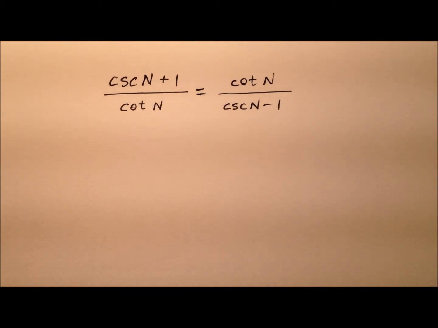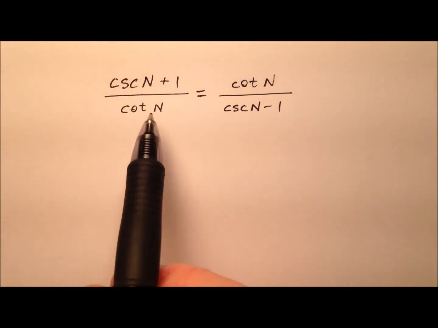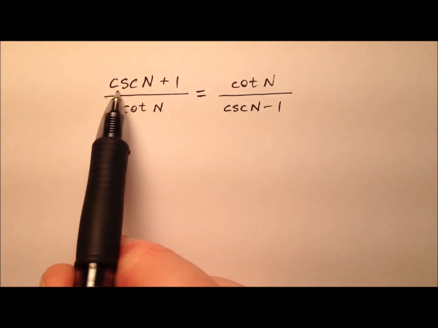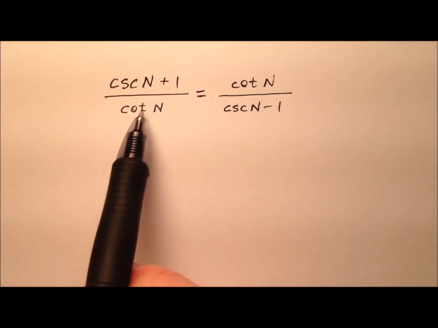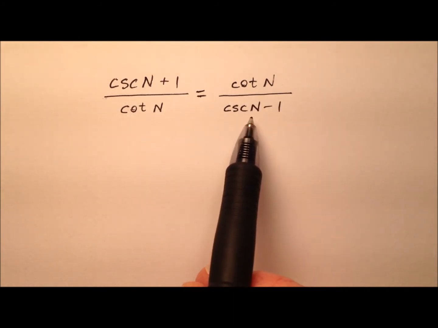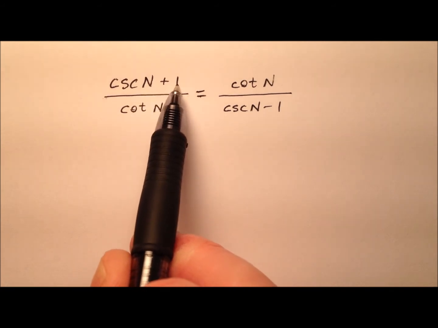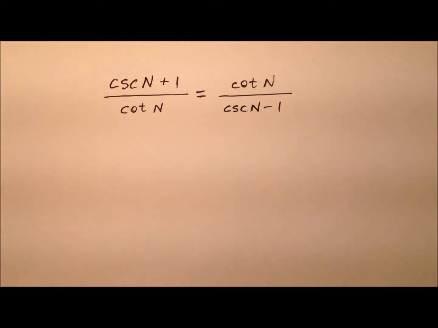In this example, we're going to verify this trigonometric identity. Looking at these two sides, they seem to have a lot in common. The left side is a fraction: cosecant of n plus 1 over cotangent of n. The right side looks almost exactly like its reciprocal, with one exception. Instead of plus 1, this is minus 1.